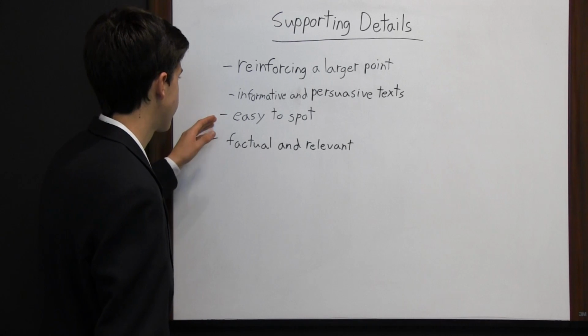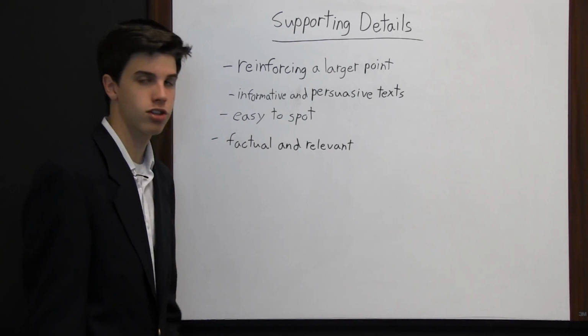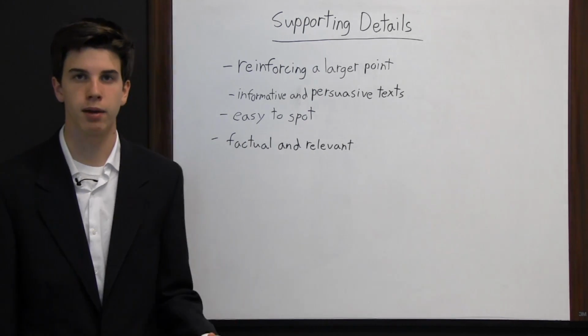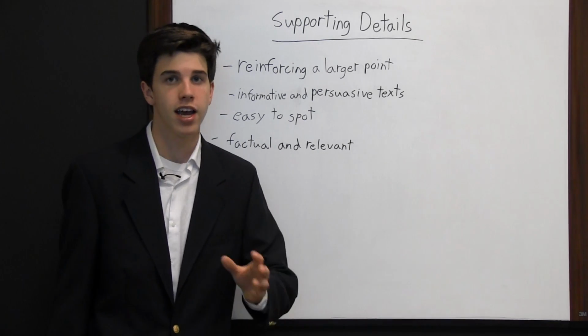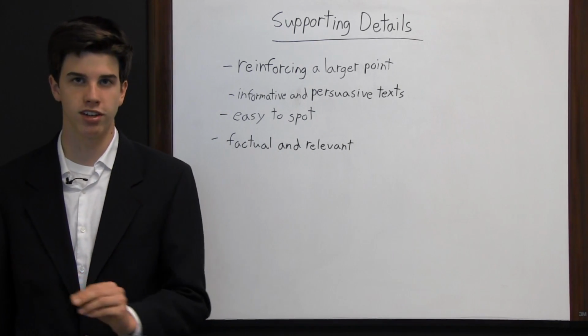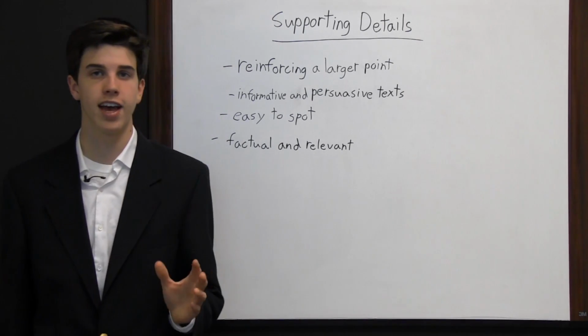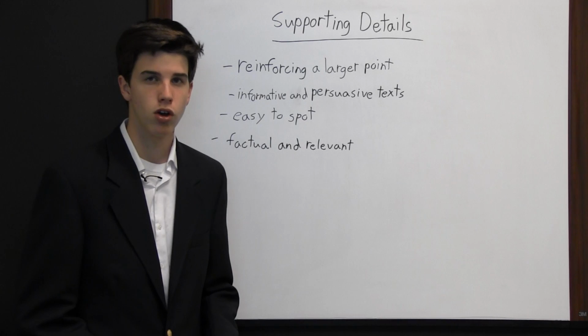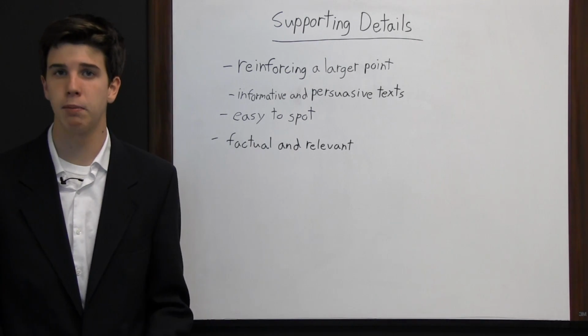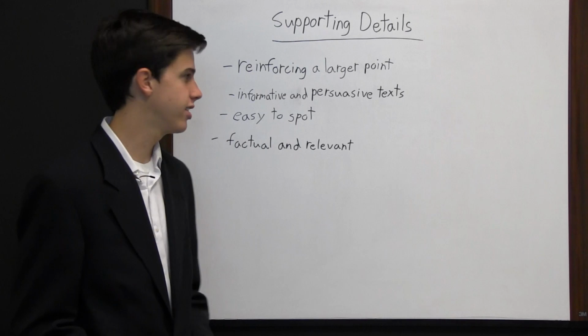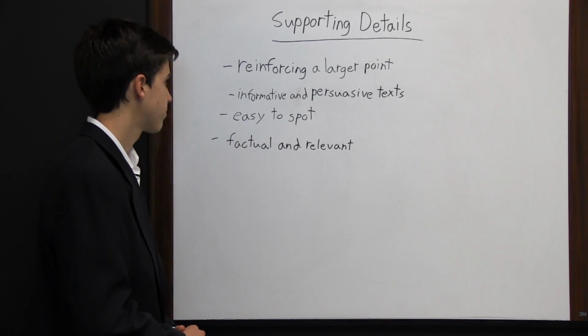Supporting details are often easy to spot because the writer will let you know that those details are coming. A lot of times they'll make a main point and then say something like first, and give a supporting detail, and second, and give another supporting detail, and then say finally, and give the third supporting detail. Or they might say something like, for example, or for instance, and that would tip you off that the next supporting detail is coming along.